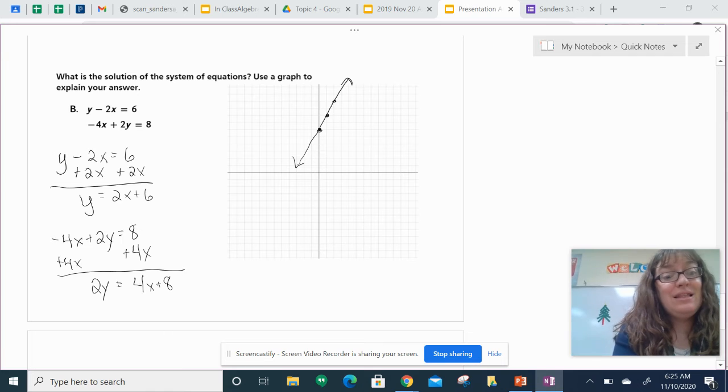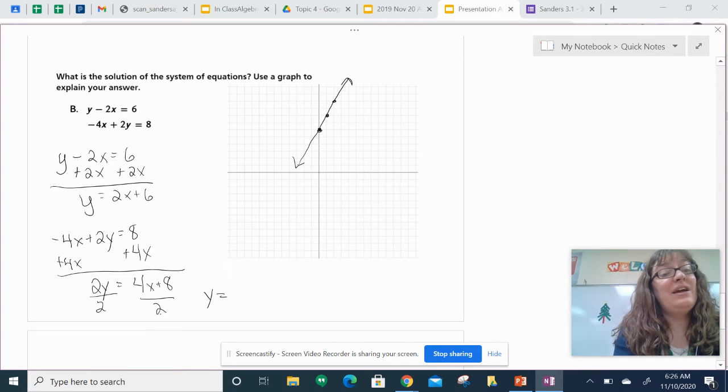All right, finally, to get that y by itself, I'm going to divide each side by 2, and I end up with y is equal to, remember, we have to divide each part. So 4 divided by 2 would be 2x, and 8 divided by 2 would be 4.